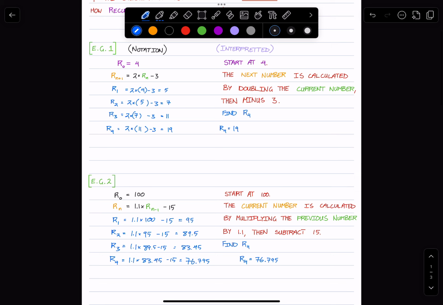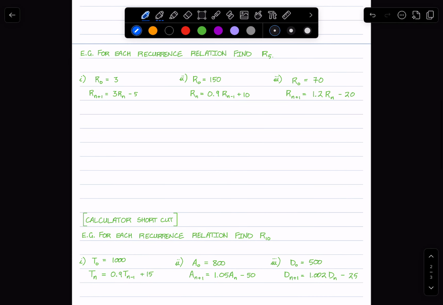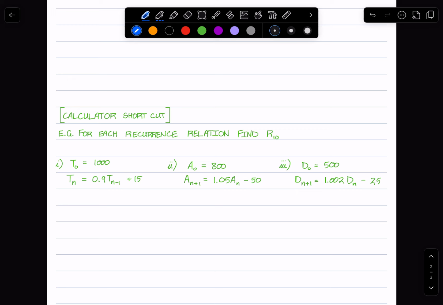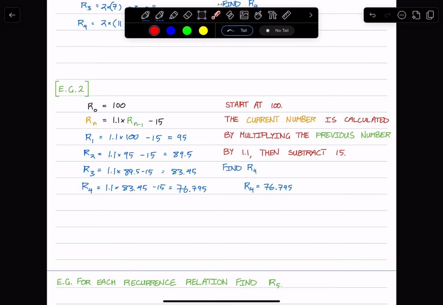I hope that has given you an insight into recurrence relations. In the next videos, we'll see more examples of this. And in a further video, we'll look at a shortcut for doing this on a calculator for a large number of repetitions, because as you can see, it takes quite a while to calculate this.